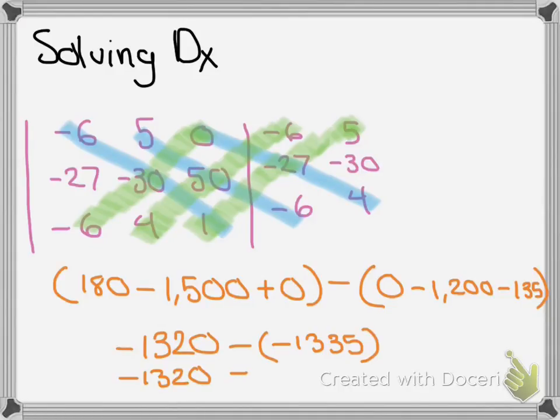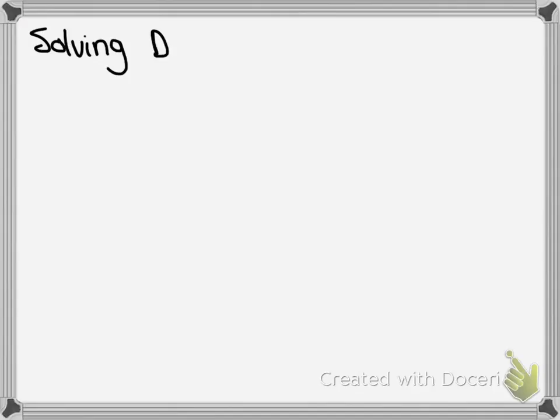So now you have to take negative 1,320 minus negative 1,335, which gives you 15.